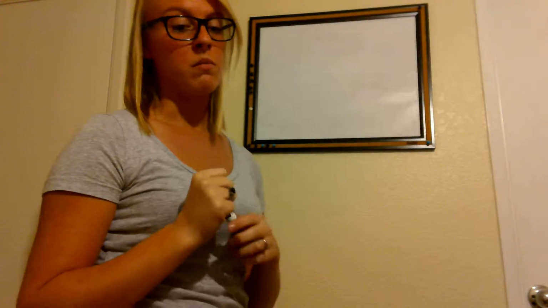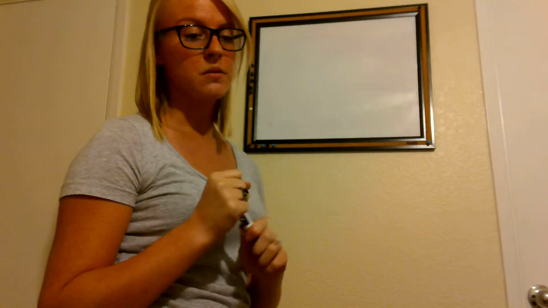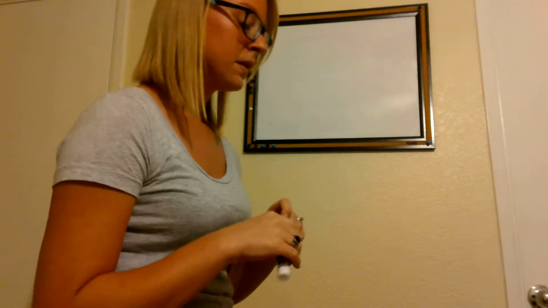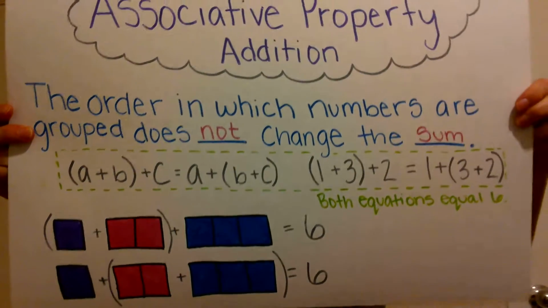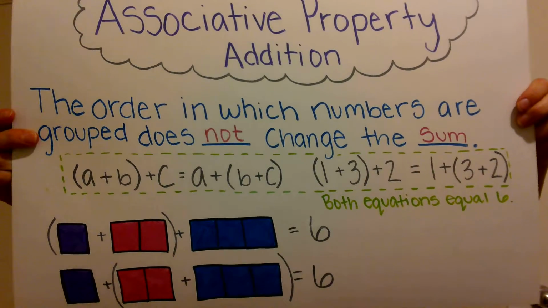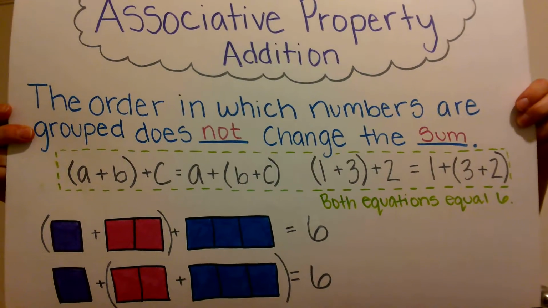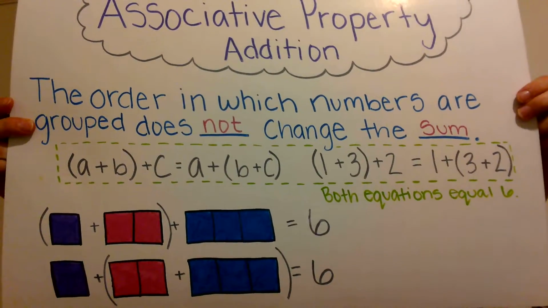Alright, now we're going to go over the associative property, which is very similar to the commutative property. Except with the associative property, we're going to be working with 3 or more numbers. So, let me show you the poster first. This might help a little bit. So this is another poster that I made for the associative property. The order in which numbers are grouped does not change the sum.